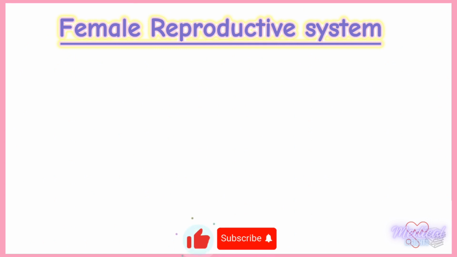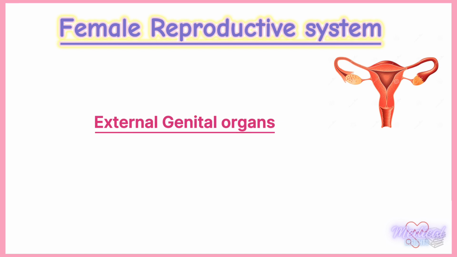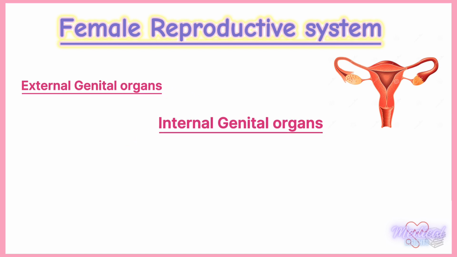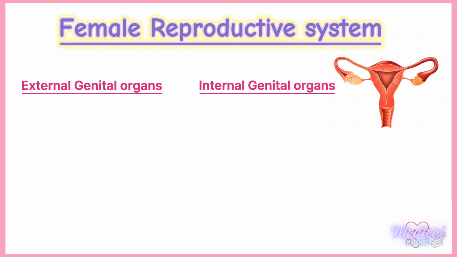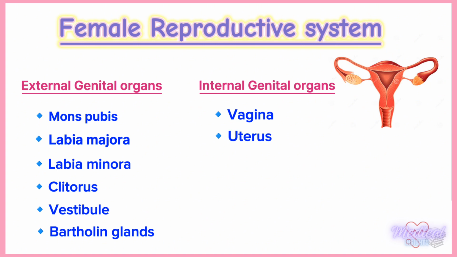In today's video we are going to discuss the female reproductive system parts and their functions. It is divided into two parts, external genital organs and internal genital organs. External genital organs include the vulva, which is the external part of the female reproductive system. It includes the following: mons pubis, labia majora, labia minora, clitoris, vestibule, and Bartholin gland. Internal genital organs include vagina, uterus, fallopian tubes, and ovaries.